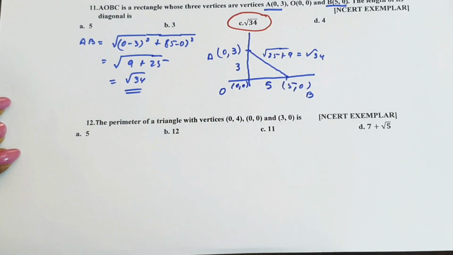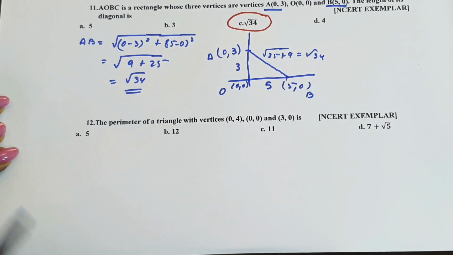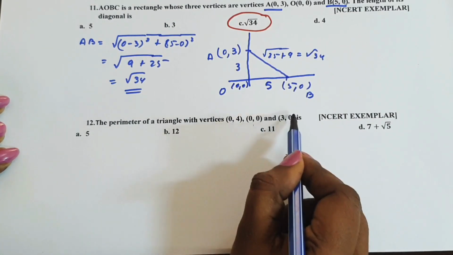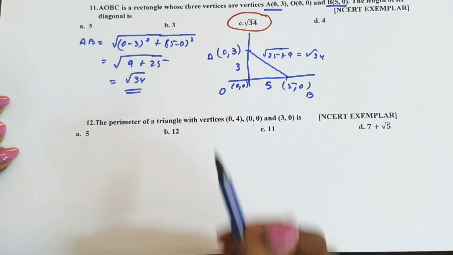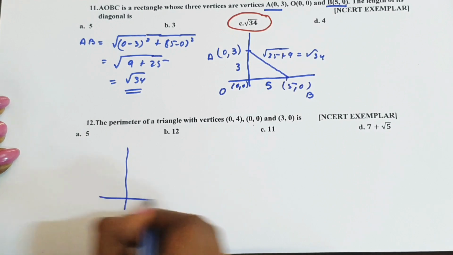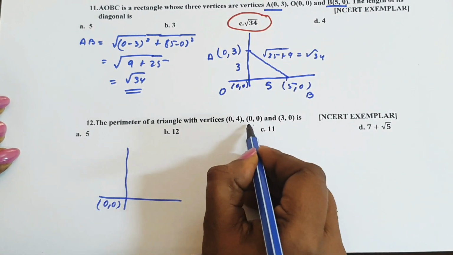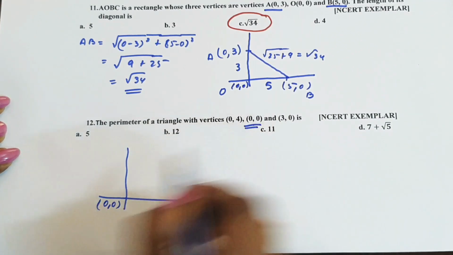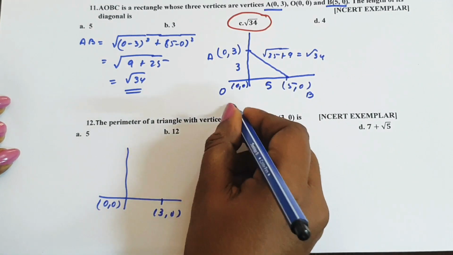Question number 12, the perimeter of a triangle with vertices. Now, like I said before, you can solve this question in two ways. Either you find the lengths of AB, BC, AC and then add all the values, or for this question I'll go for the graph method. Okay, let's draw the graph. Origin is (0, 0). Why am I going for this method? Because one of the vertices is given to us as the origin. So (3, 0): along the x-axis I'm moving 3 units, and (0, 4).